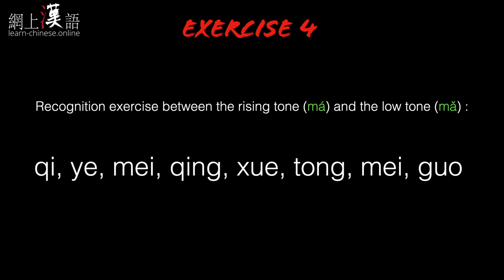Now, let's see the correction. 起, the low tone, very low. Same for 也, third tone, or low tone. 没, the rising tone. 请, low tone. 学, rising tone. 同, rising tone. 美, low tone. And 国, rising tone.